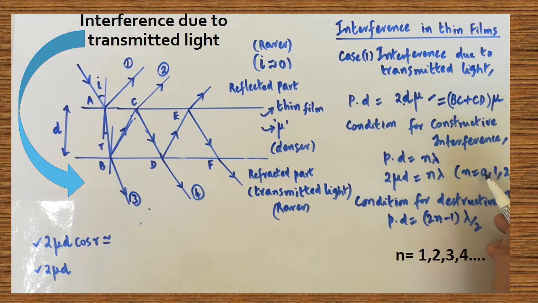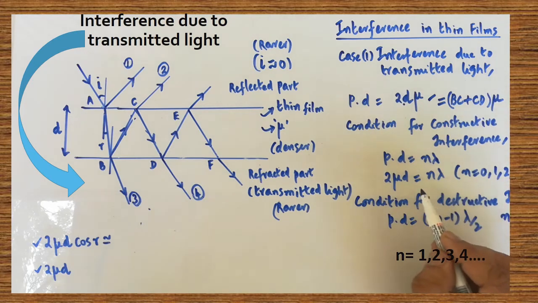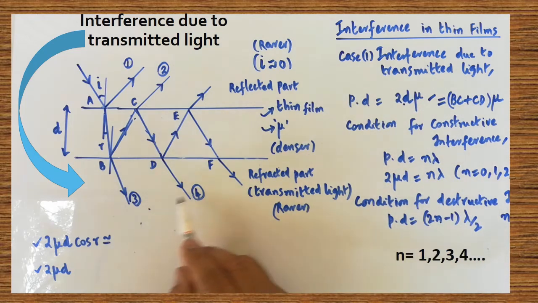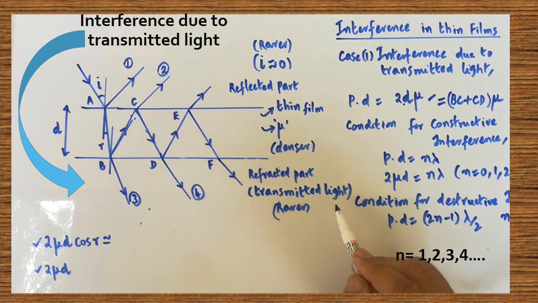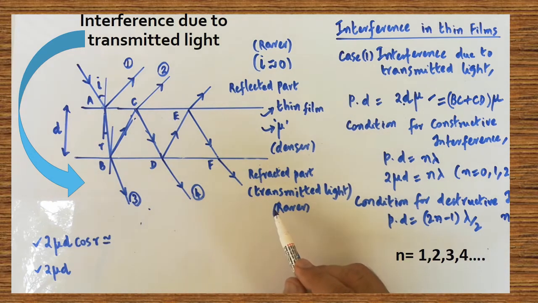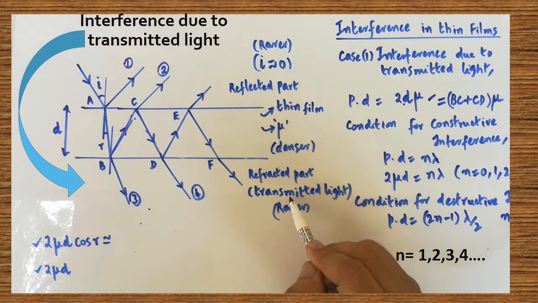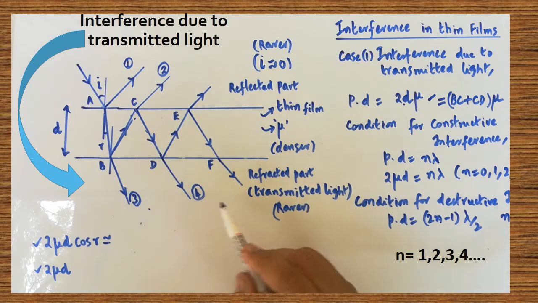To observe the first bright fringe, 0 must be substituted. To observe the second bright fringe, 1 must be substituted. Like that, depending on the number you assign, you are able to get the path difference between these two rays. According to that, you are able to observe the fringes. So these are all the phenomena related with the transmitted light. Among them, the interference takes place.